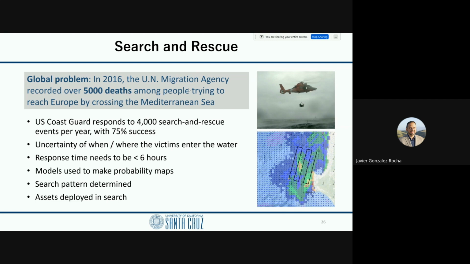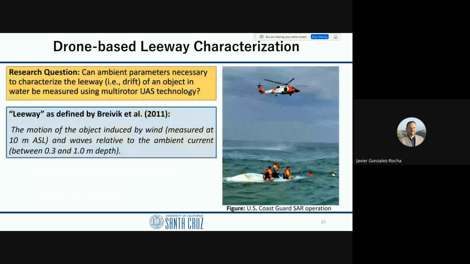Right now, there are models used to make probability maps, based on wind field conditions and also what are called leeway parameters. But some of these leeway parameters are very uncertain. Based on that, searching patterns are determined and methods are deployed.